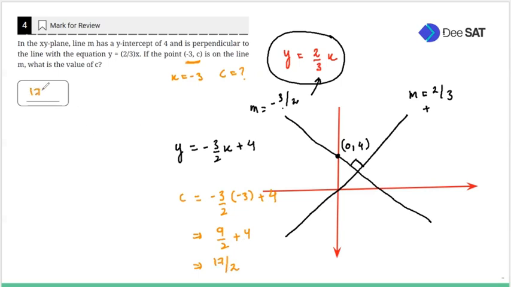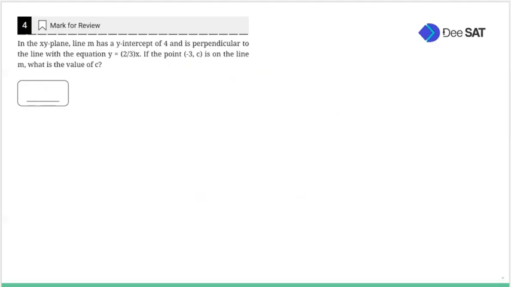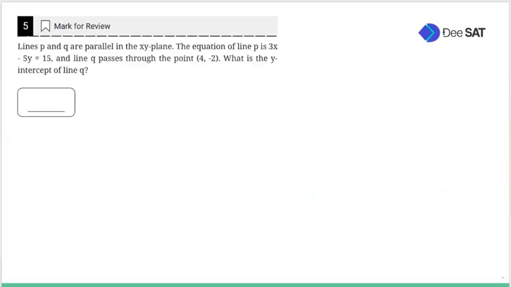Either you plug in 17/2 here, or you can use your scientific calculator to figure out the exact value, which is 8.5, and that is also correct. So in both ways, this question can be solved. Let's move ahead towards the next question, question number 5.